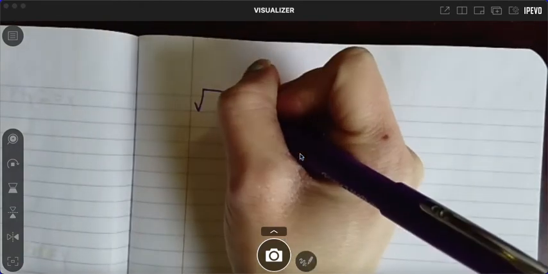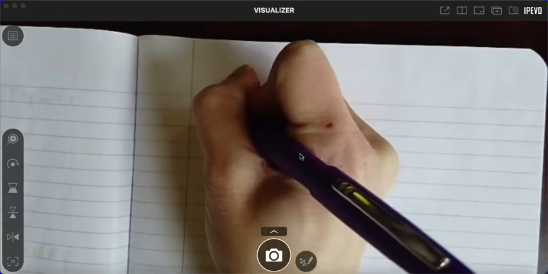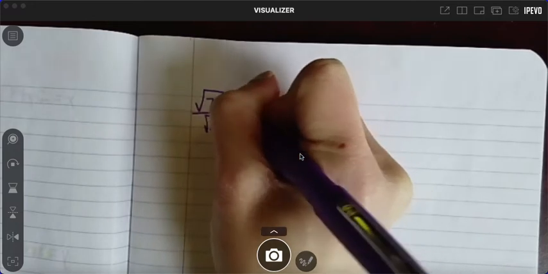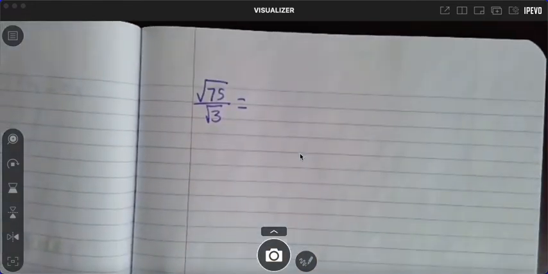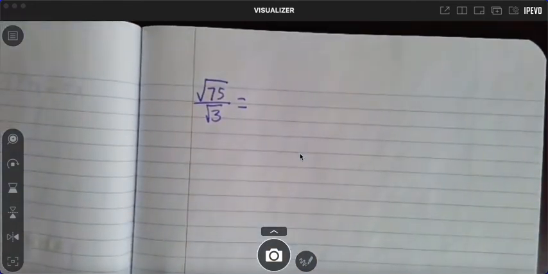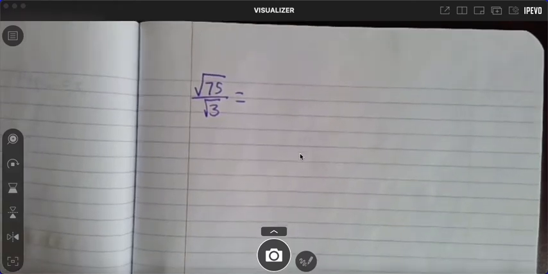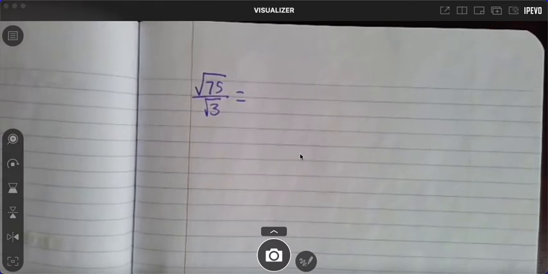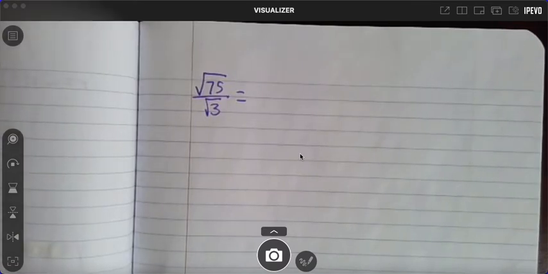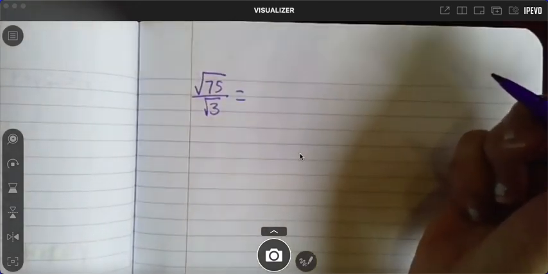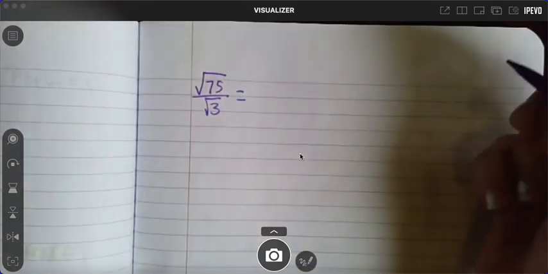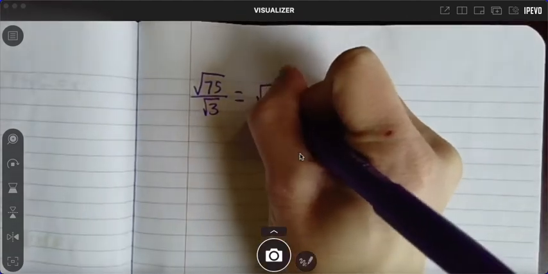Number 25 starts off easy. It's just the square root of 75 divided by the square root of 3. You can divide those. What is 75 divided by 3? 25. So for this one, we don't have to move the square root like I showed you a second ago on that bell ringer one. It's just that simple. You can tell 75 divided by 3 is 25.